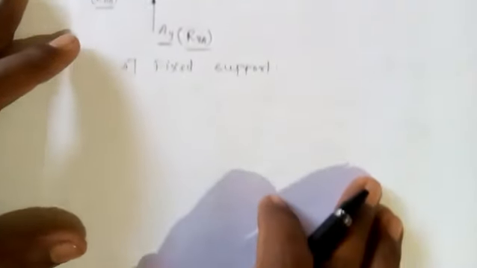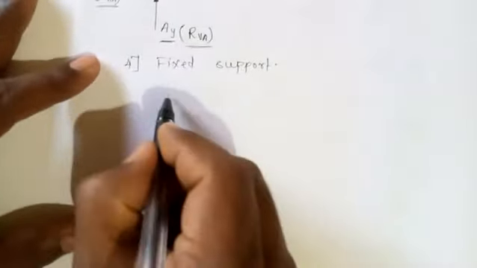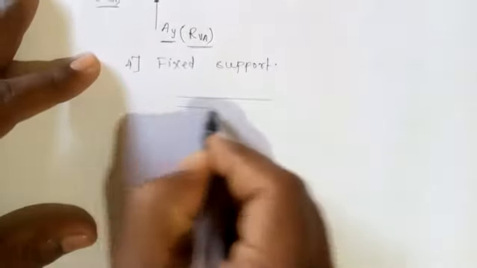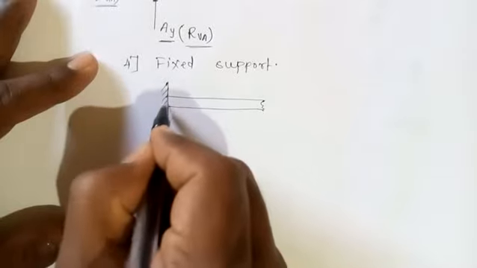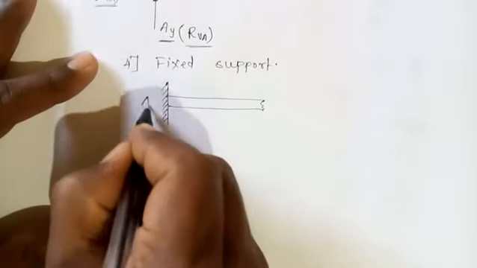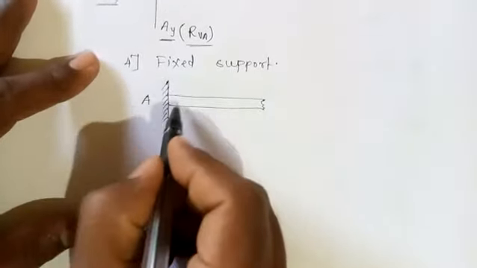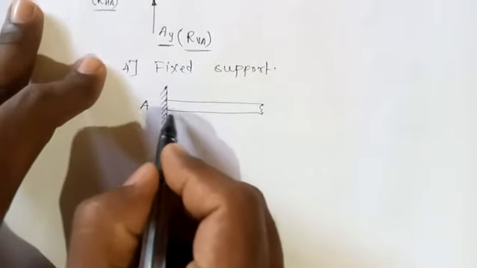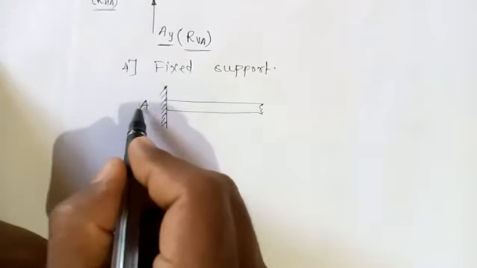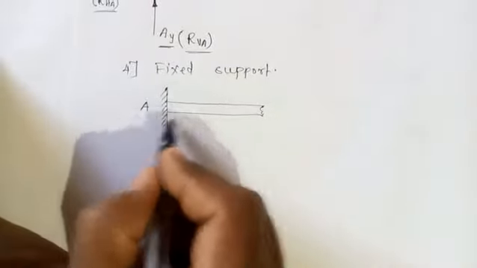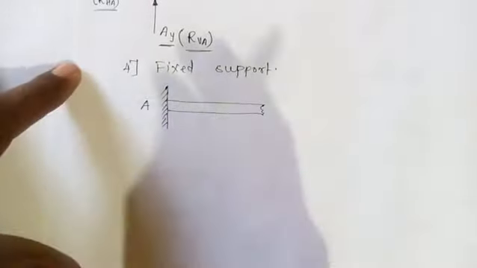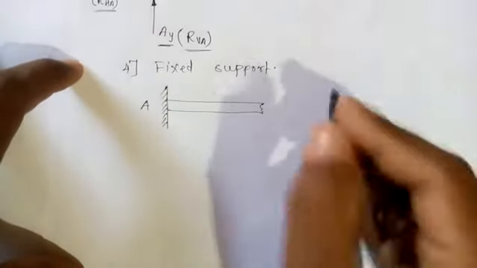Now what is basically the fixed support? How is it shown? Consider this horizontal rod again or beam which is fixed at one end. Let this be A. As it is fixed, this beam cannot move towards left, towards right, up, down. Also rotation is not possible because it is fixed at this point. Means now three kinds of motions are restricted.